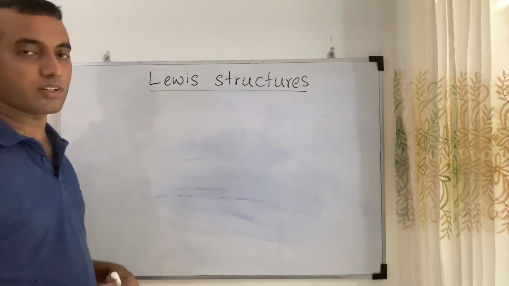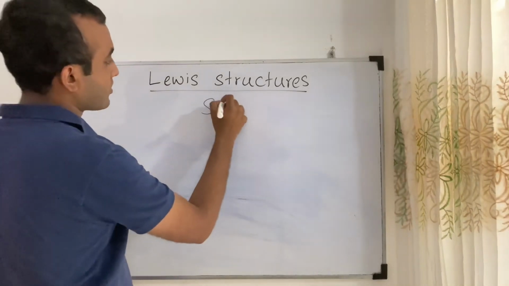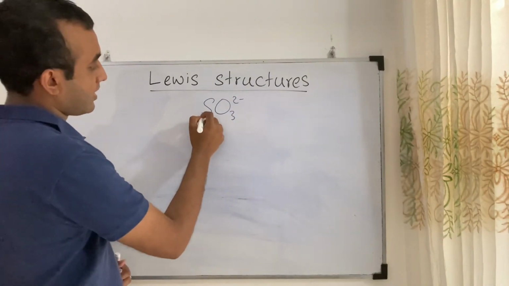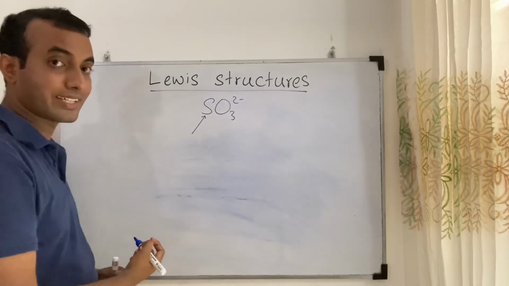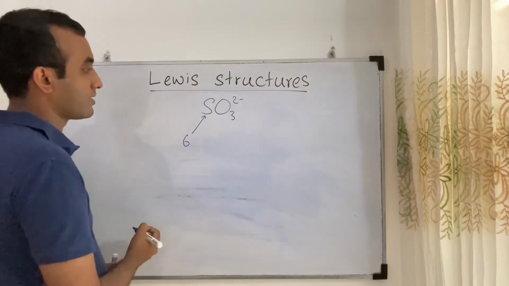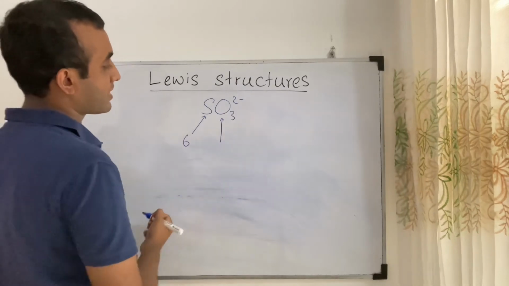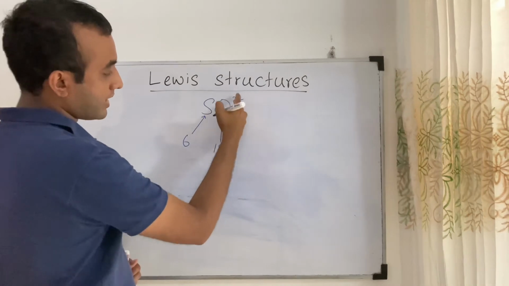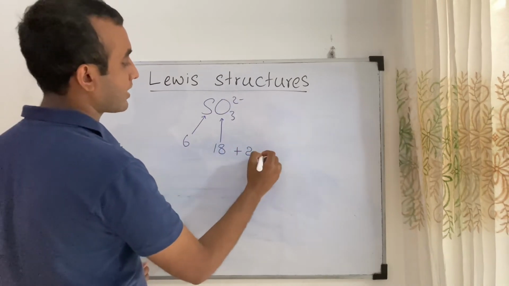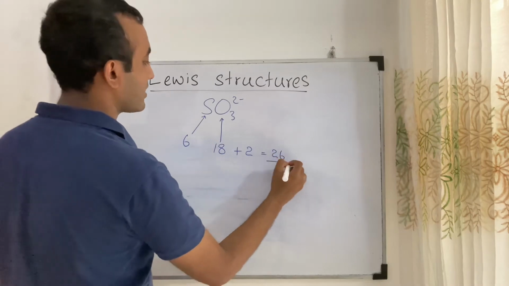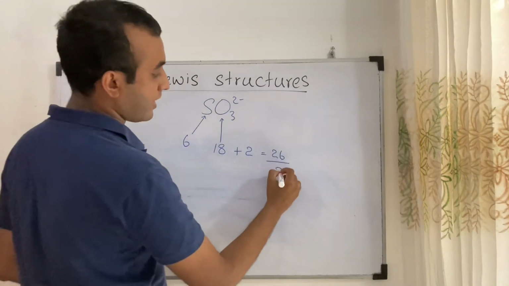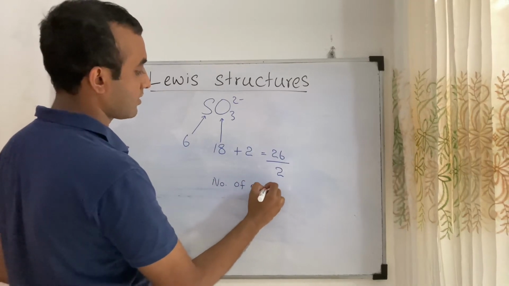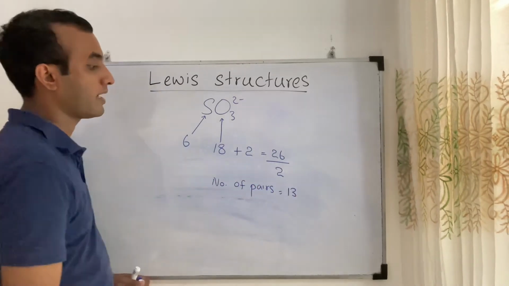Let's see how to draw the correct Lewis structure for SO3 2- ion. So the first step is to calculate the number of valence electrons. So sulfur is a group 16 element, therefore it should have 6 valence electrons. Oxygen is also a group 16 element, so it should have 6 valence electrons, altogether 18. Because of this negative charge, we should add 2 electrons. So altogether we have 26 valence electrons, and we should divide that by 2 to find the number of pairs. So we have 13 electron pairs.